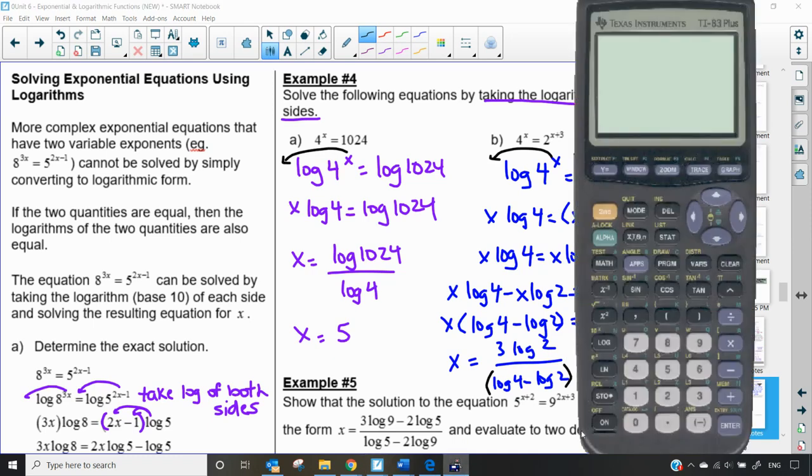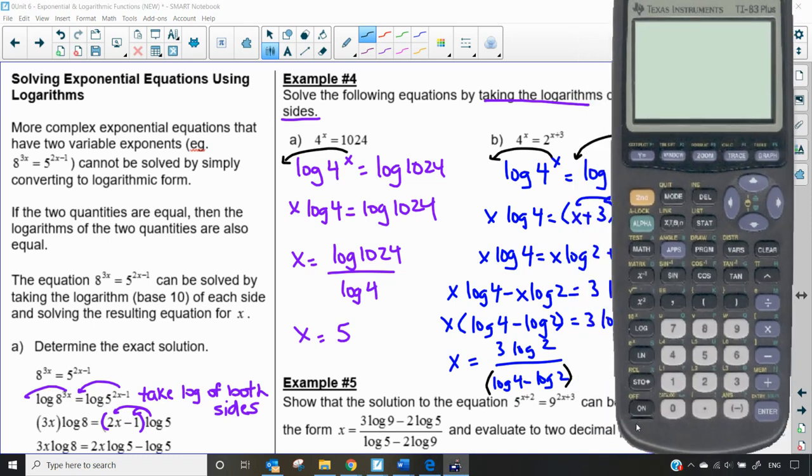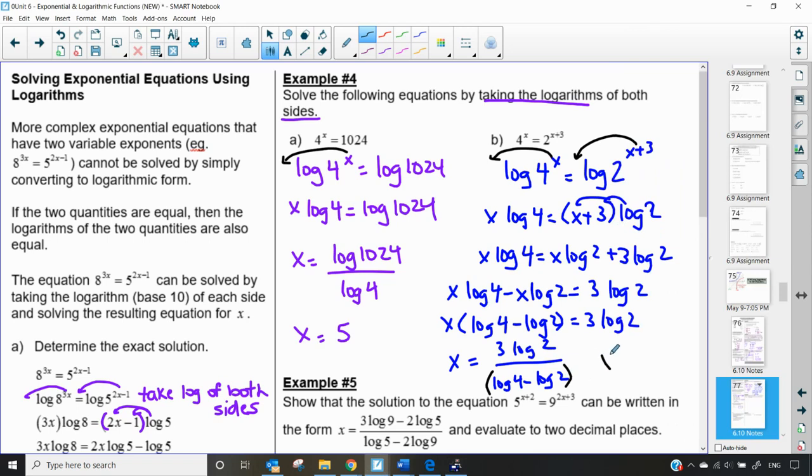So let's take a look at how this goes into your calculator. All right, so we're going to have 3 log 2, close your bracket, divided by, open brackets, log 4, close your bracket, minus log 2. And again, newer calculators might look slightly different when you're entering it. And we get 3. So we have x equals 3.